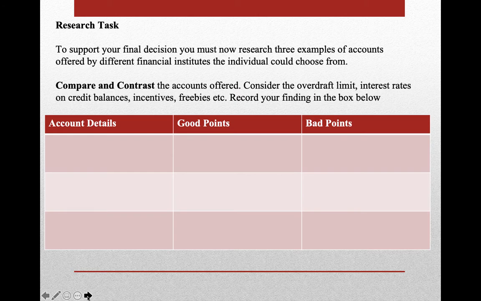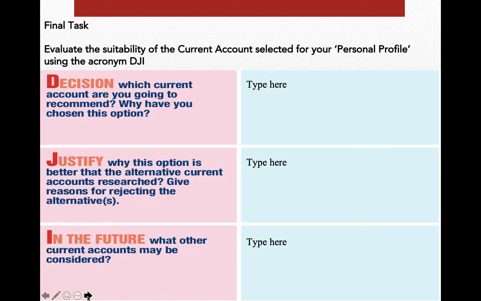Right, so what we're going to do next is set up the following table, and you are going to be comparing and contrasting the accounts offered. So you're going to be looking at the accounts that we've just spoken about, and you're going to say good points about them and bad points. So we'll open this up for discussion, and then we're going to make sure that we're comparing and contrasting and saying which is the best option.